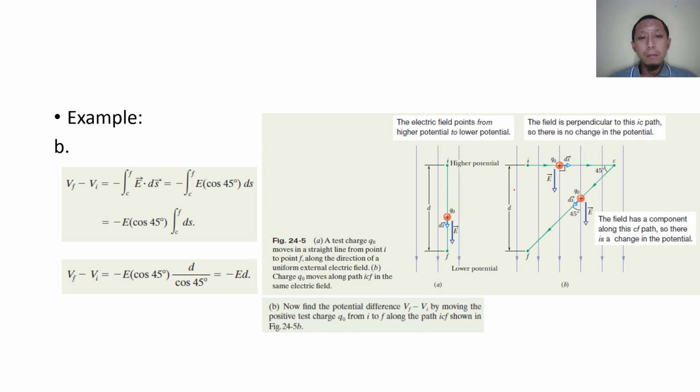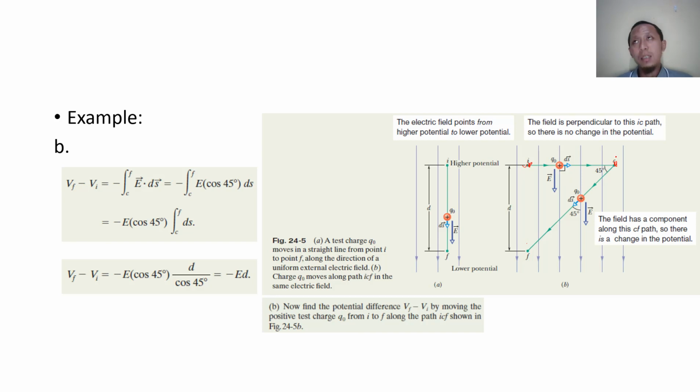And then in part B, find the potential change if the charge is moving from I to F using path C. Okay, so first we put Vf minus Vi. First we have to check the work between I to C.